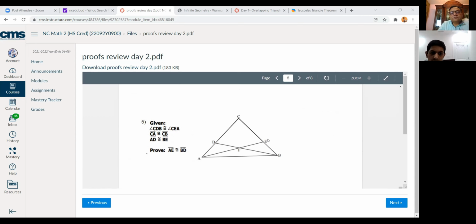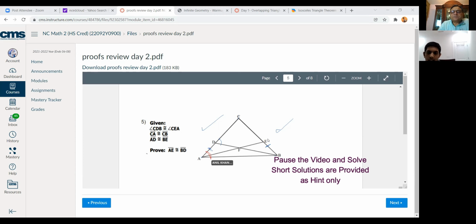Given angle CDB is congruent to angle CEA, segment CA is congruent to segment CB, segment AD is congruent to segment BE. Prove that segment AE is congruent to segment BD. Okay. So since we are given that segment CA is congruent to segment CB, that means this is an isosceles triangle, right? So that means this angle is equal to that angle, correct? We have to show that side AE is congruent to BD.